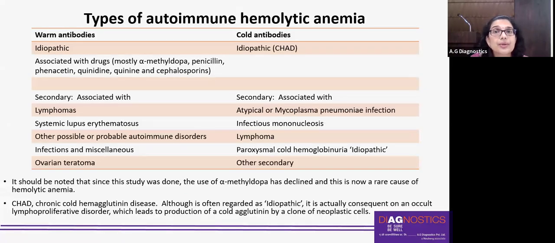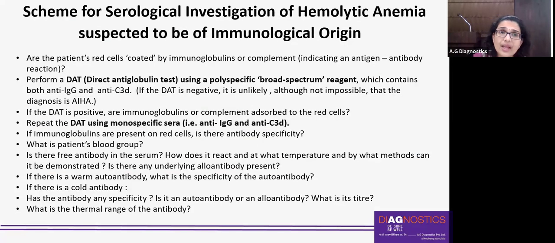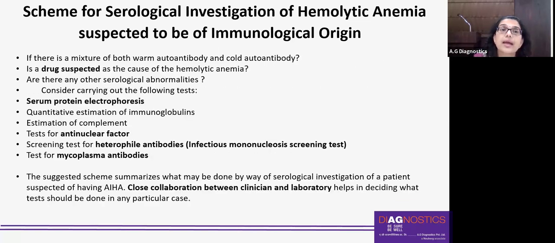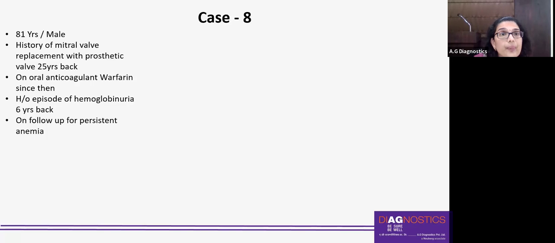So broadly, autoimmune hemolytic anemias would have warm antibody, cold antibodies. They are frequently associated with lymphomas, infectious mononucleosis, or atypical or mycoplasma pneumonia infections. The workup consists of the direct antiglobulin test, initially using a polyspecific broad spectrum reagent, followed by monospecific sera to identify the types, and other investigation to find out the underlying cause for autoimmunity.